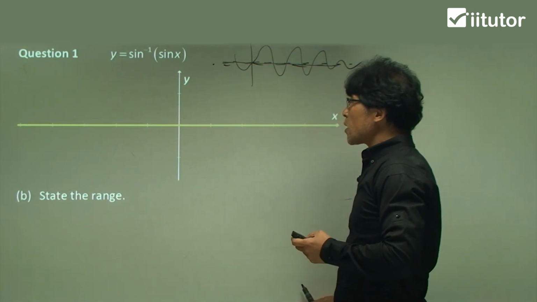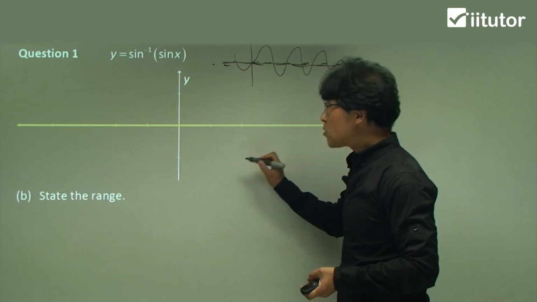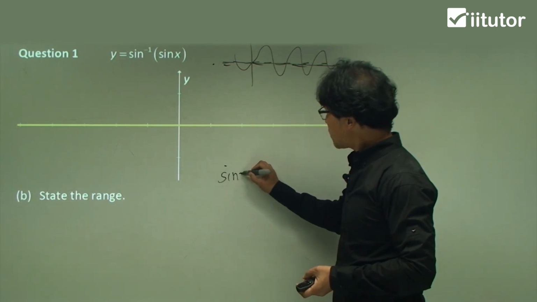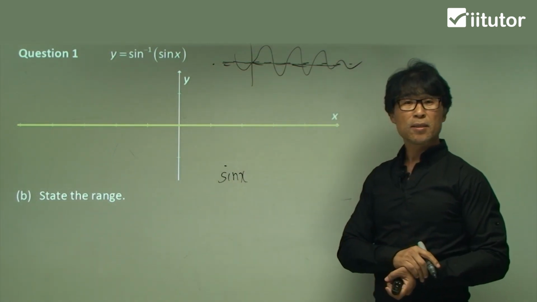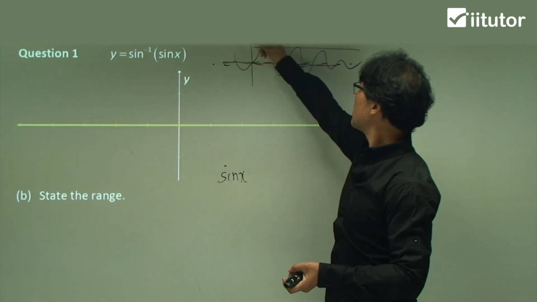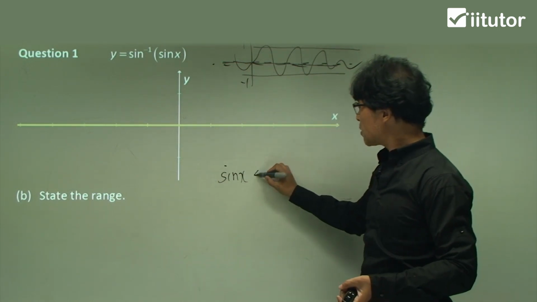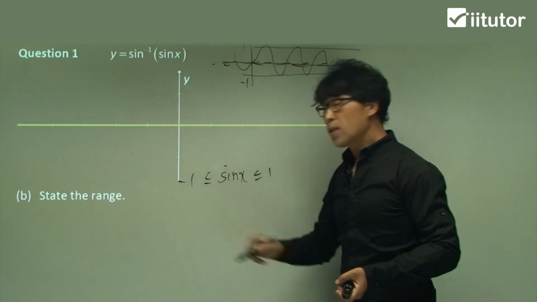Some students don't like this one, but unfortunately you have to do this. Okay, sorry guys. x is a real value. So for sine x, what is the range of sine x, guys? Do you remember the range of sine x? Well, sine x has a top of 1 and a bottom border of -1. Therefore, sine x must be in between 1 and -1.